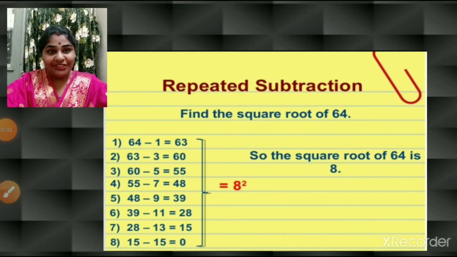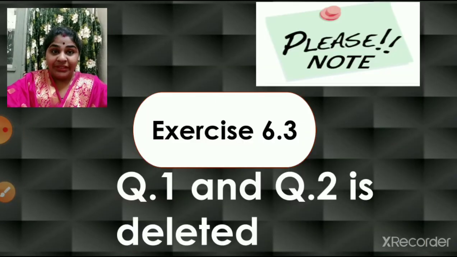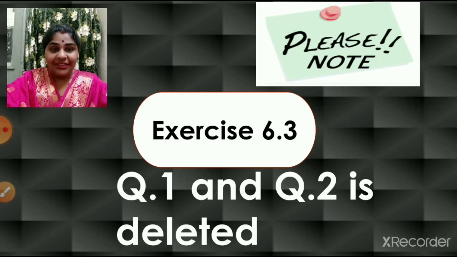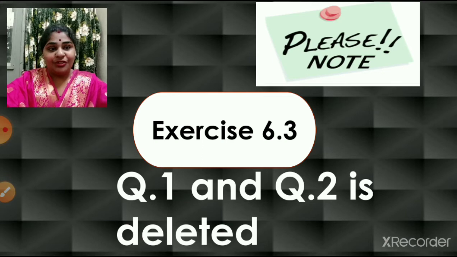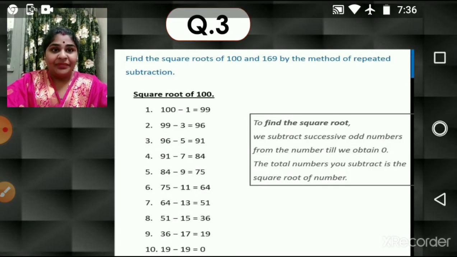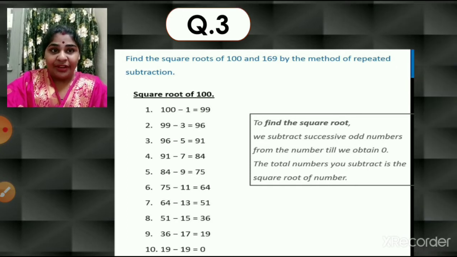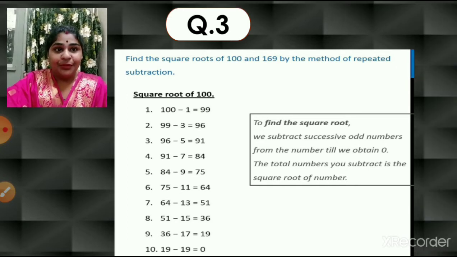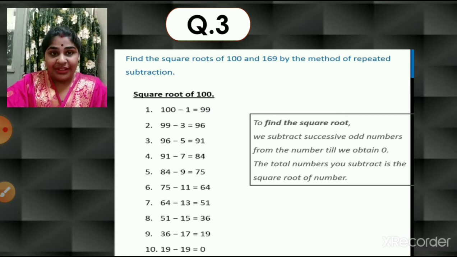Let us move further. Please note, children, make a note: Exercise 6.3, question number 1 and question number 2 are deleted. Please make a note of that. So let us begin with question number 3. Find the square root of 100 and 169 by the method of repeated subtraction.